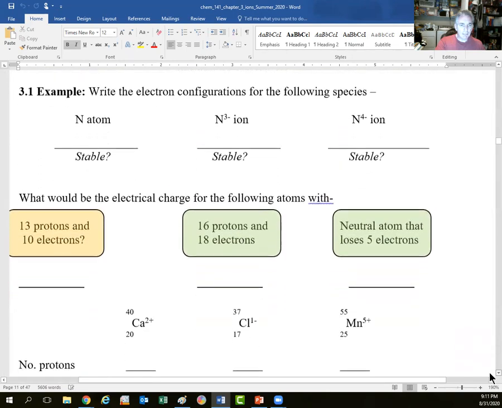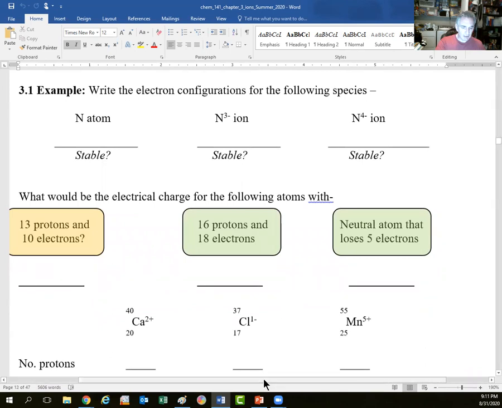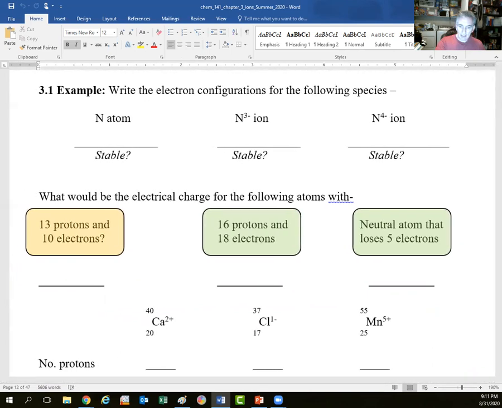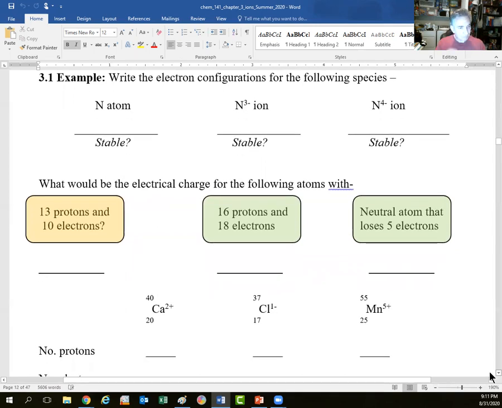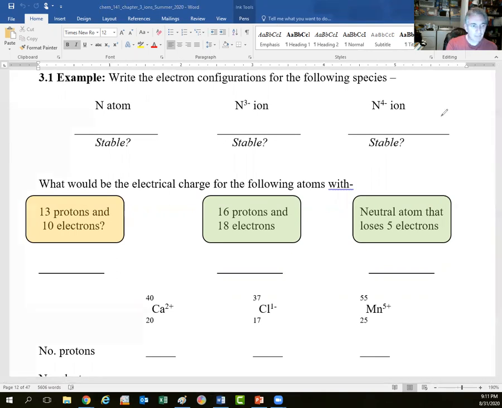So let's look at some practice questions while we're here. Kind of thing we could see in a chapter 3 exam. So write down the electron configurations for nitrogen and its different forms here, or implied different forms. And would they be stable? So the nitrogen atom itself, just based on its position in the periodic table, would be 1s2, 2s2, 2p3.